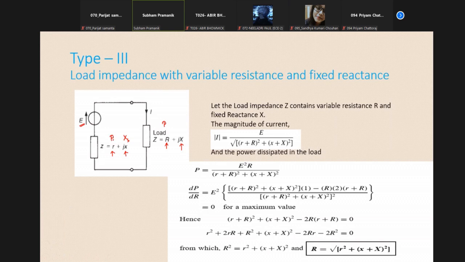This is RS. You can write this as RS and XS, and you can write this as RL plus jXL. Anyway, I have taken a snapshot from a book, as you can understand, so I am just following that symbol, that notation. You can use other symbols or other notation.